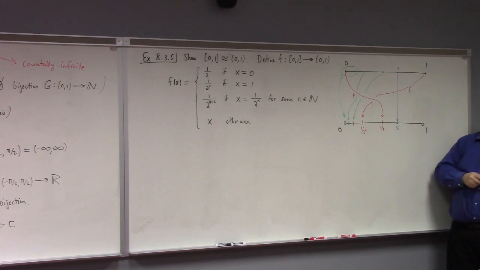So it's an onto map. It's also one-to-one. This is a bijection. Like I said, I would personally not come up with this by myself.